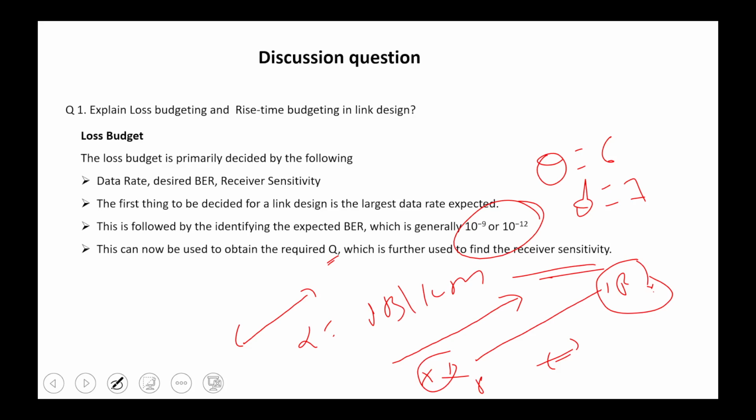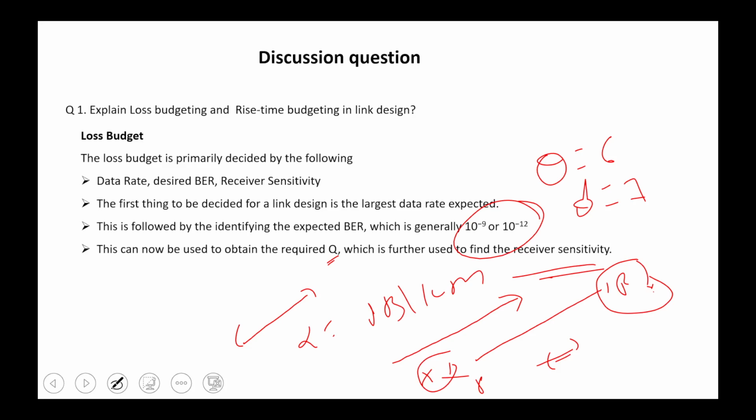I think the rise time budget is basically to identify the bandwidth of the operation with respect to time. Okay. So suppose there is a linear system, then at one particular point of time, when suppose there is zero time, how is the output voltage going to change? Okay.